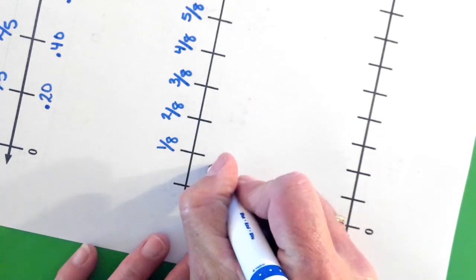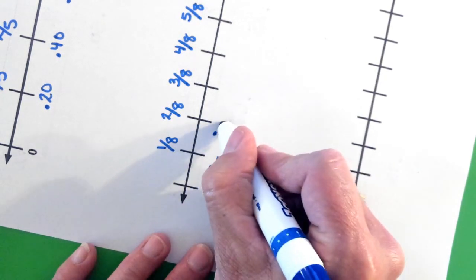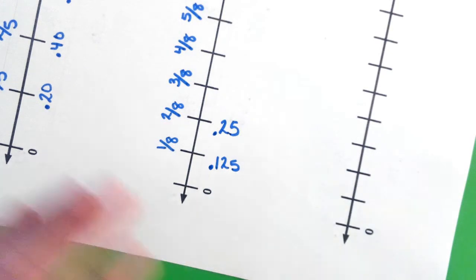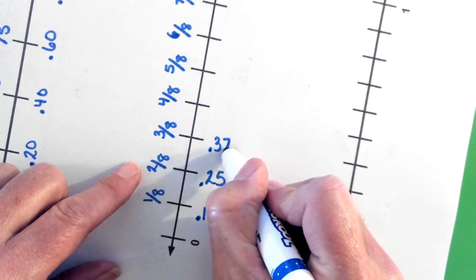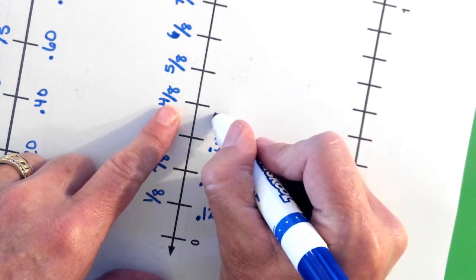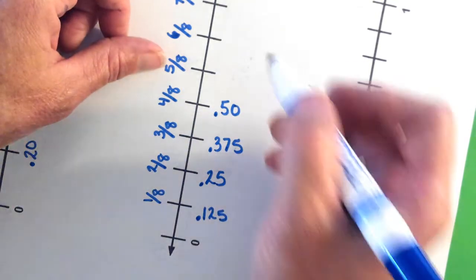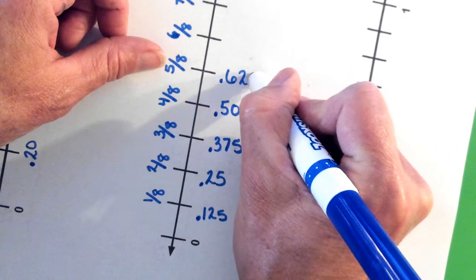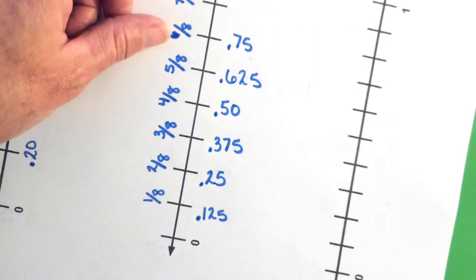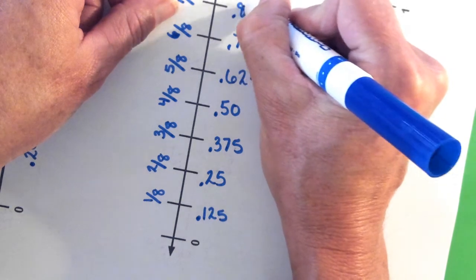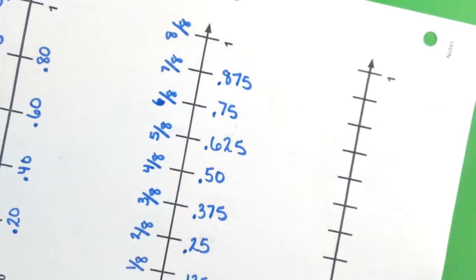So 1/8, 0.125. 2 8s. We say 0.250, but you can drop the 0 and just put 0.25. 3 8s, 0.375. 4 8s, 0.500. I'm going to drop one of them and just put 0.50. 2 places is enough. 5 8s, 0.625. 6 8s, 0.750. I'm just going to put 0.75. 7 8s, 0.875, 8 8s, 1 whole.